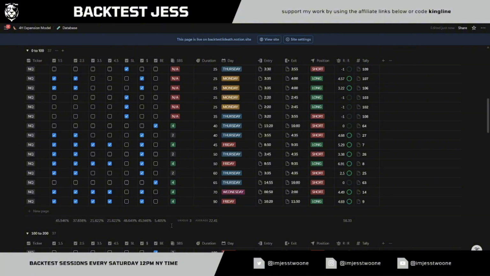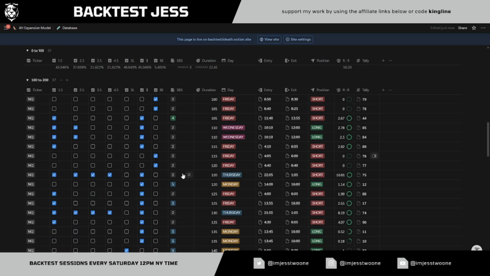Now these are real stats. Okay, so we have a win rate of 45% with 1.5 standard deviations being hit the same amount. So basically all of our wins at 1.5 is equivalent to all of our wins here. We're BE 5% of the time. Ooh, so we're experiencing more losses in under 90 minutes than wins.